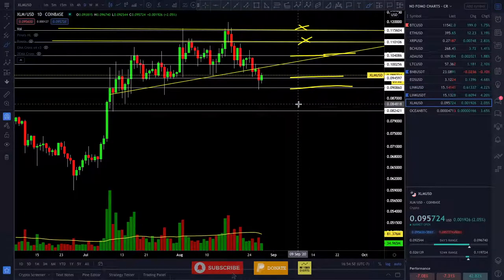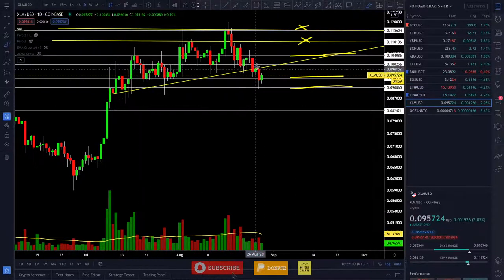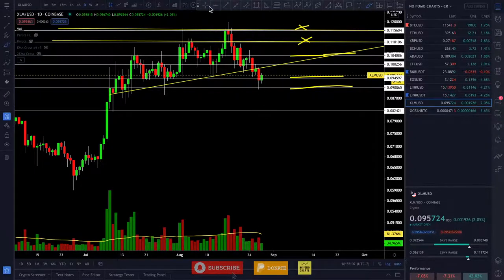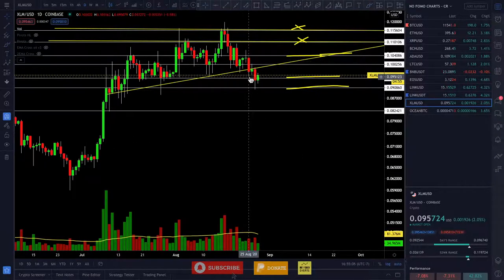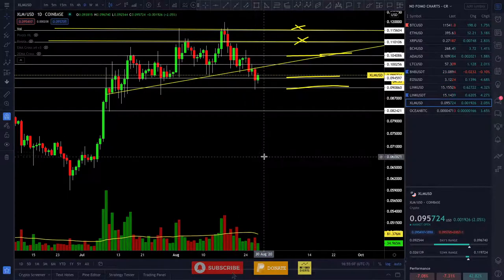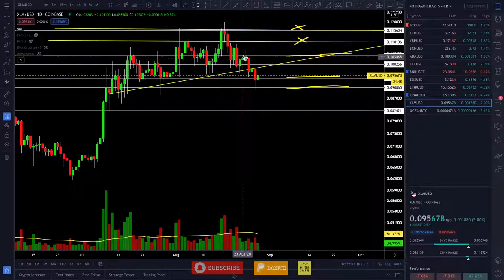Stellar, XLM, USD. Again, Stellar lost its trend line support right here and horizontal support in a daily downtrend. All right. So now we're seeing lower low, lower high, lower low. How low is it going to go? And then how high is it going to bounce?